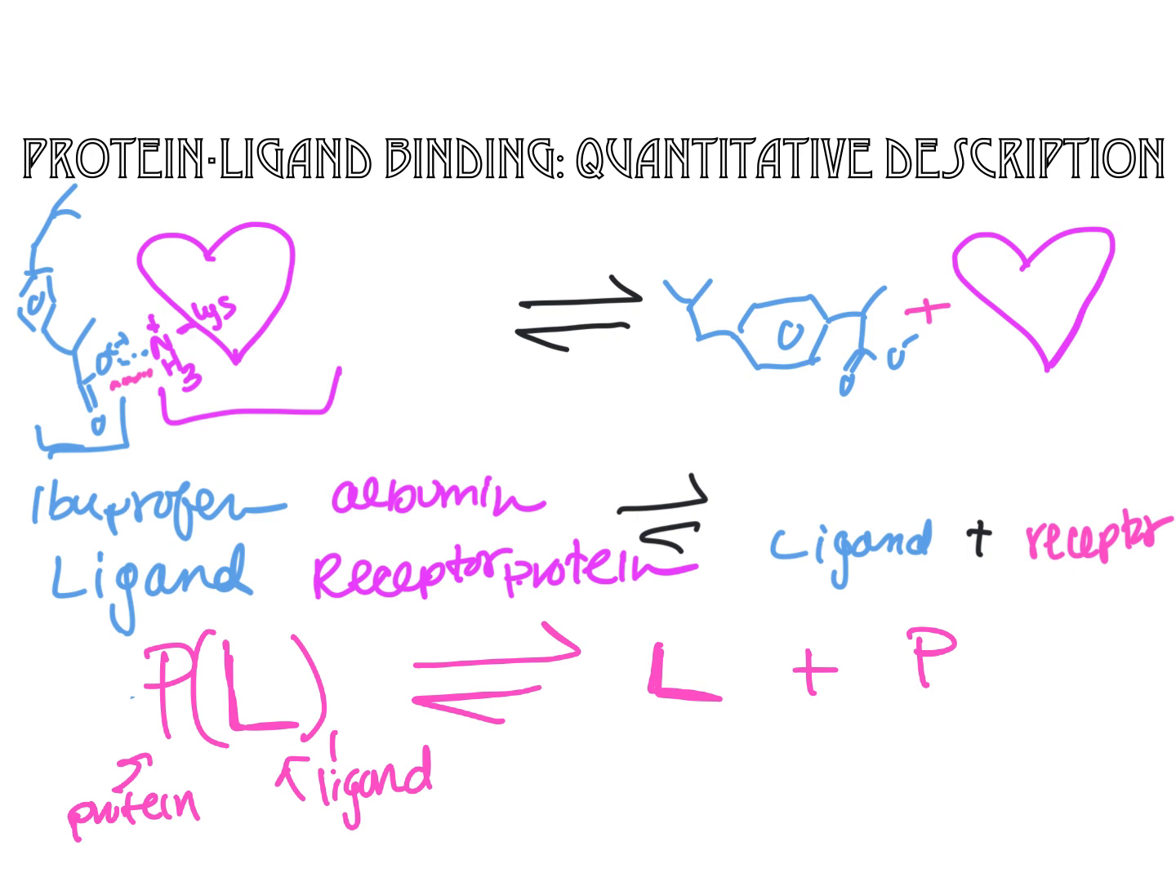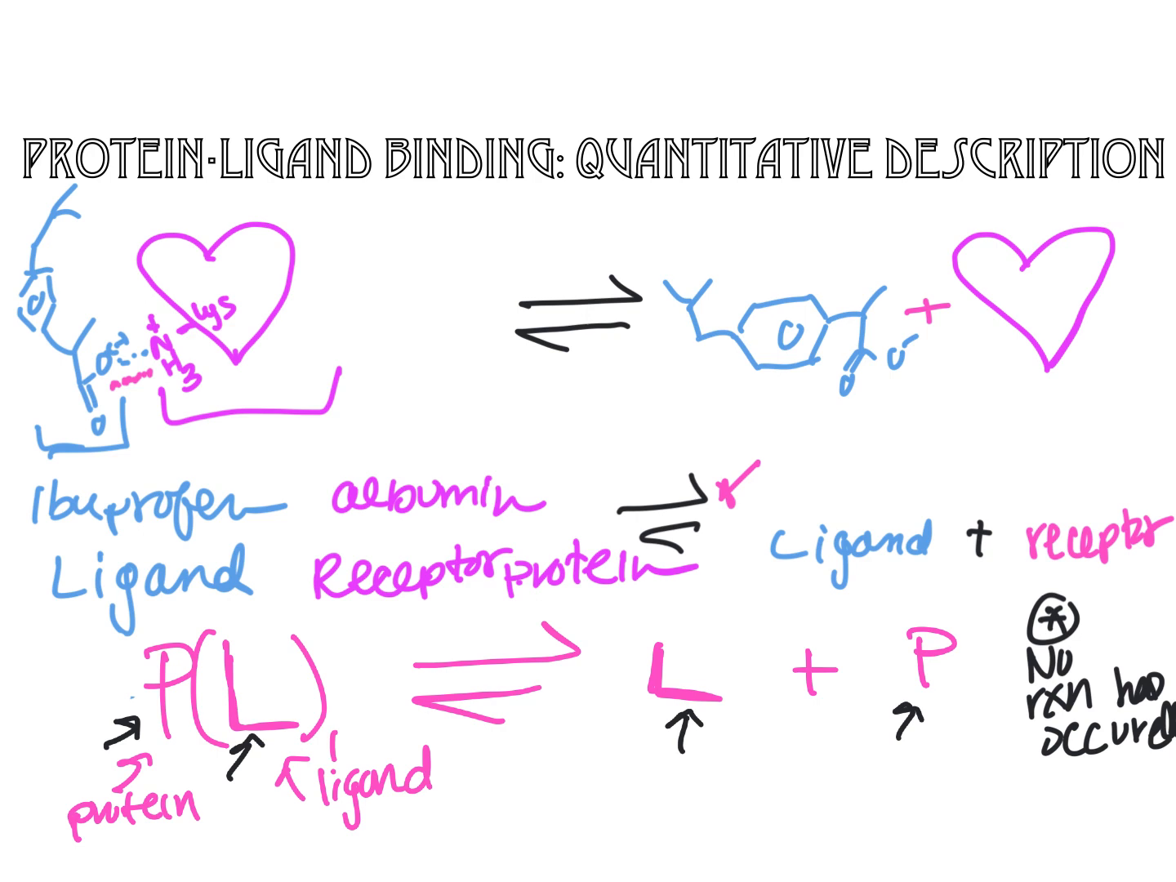diagram here. And notice we have a double-headed arrow, meaning that this could go in either direction. That's the reversibility. The other thing that I'm hoping that you noticed here is that no reaction has occurred. What went into the reaction, the ligand, is the same thing that's coming out of the reaction. Ibuprofen goes in, ibuprofen comes out. Protein goes in, protein comes out, and vice versa.